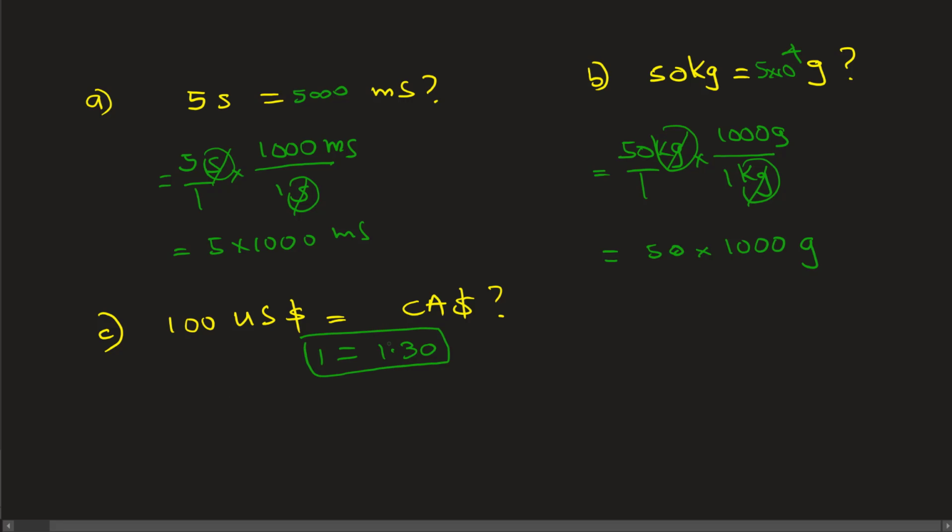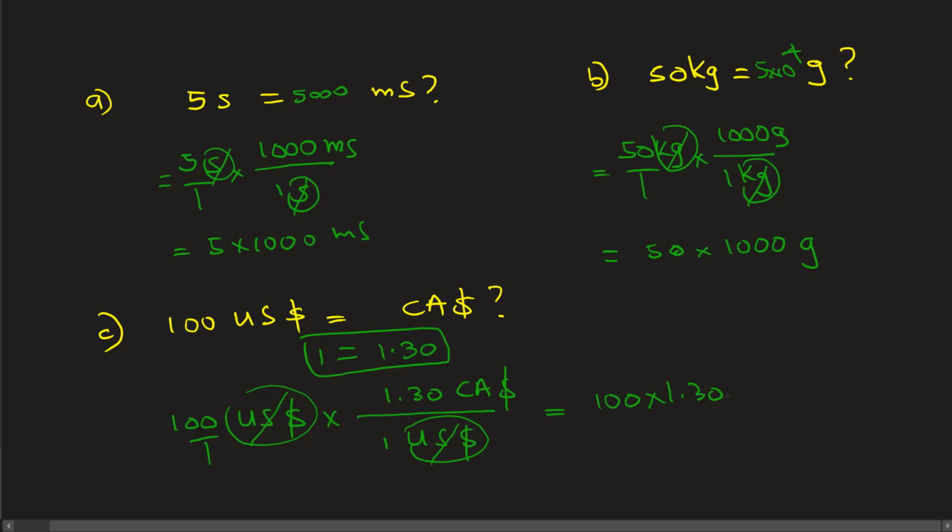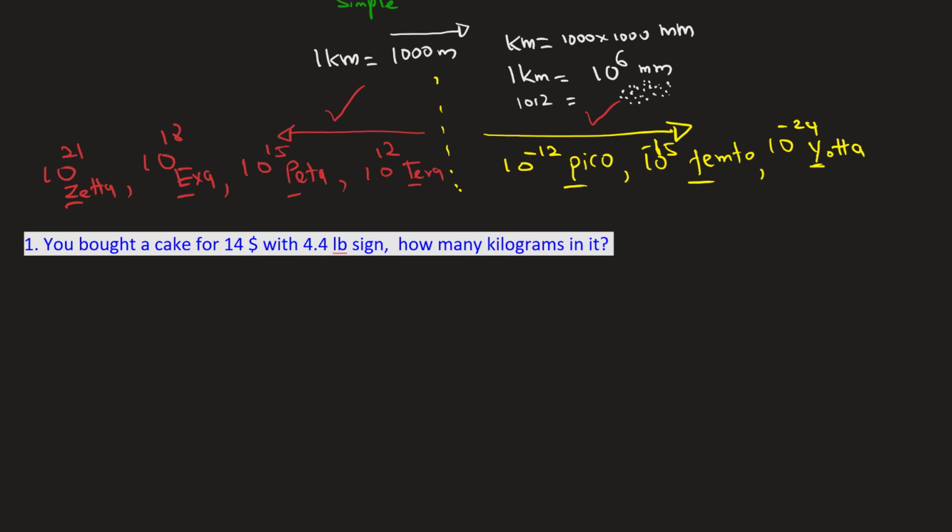Same thing with the 100 US dollars to Canadian dollars. So 100 US, the conversion unit is 1 US dollar is 1.3 Canadian dollars. So US dollar to US dollar cancel out. So you have 100 times 1.30 Canadian dollars. So that means 130 Canadian dollars. So quite a bit more, right? So that's how you want to do it. So every time you see the question, stop the video and see whether you can do it, right?